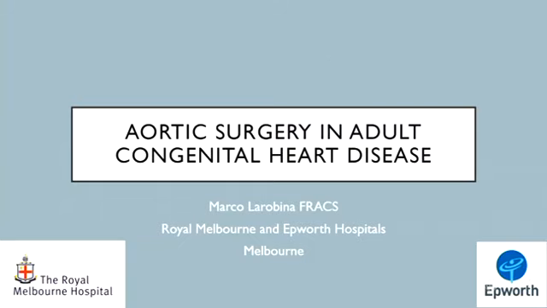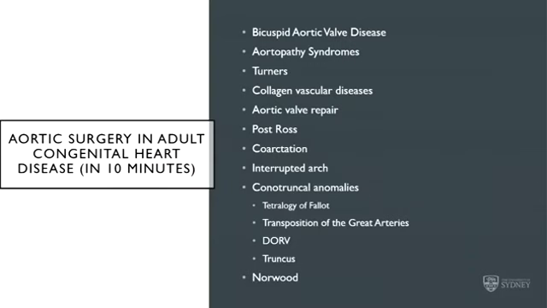So my topic is aortic surgery in adult congenital heart disease in 10 minutes, no less. And as you can see from the list on the right here, potentially there's quite a lot to talk about. There's a whole series of things that happen to people's aortas that they can inherit. We haven't talked, and is not on the program, about aortopathies and bicuspid aortic valve disease. And if anyone has any questions, we can talk about them later.